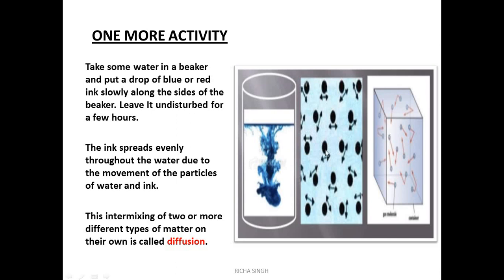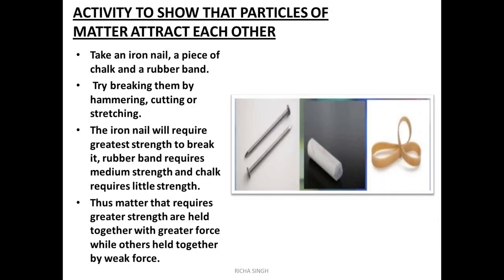If we see the particles, these round ones are the particles of water, and they have spaces between them. These spaces are filled up by the particles of the ink. This intermixing of 2 or more different types of matter on their own is called diffusion. Diffusion increases with increase in temperature, increases with increase in pressure, but decreases with increase in density.